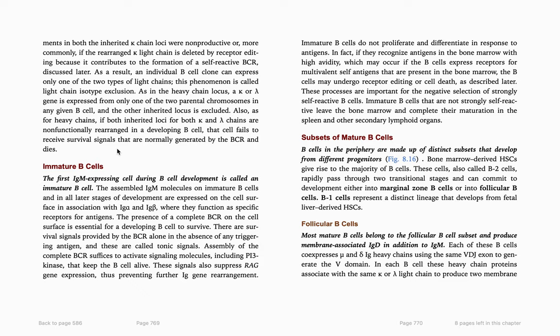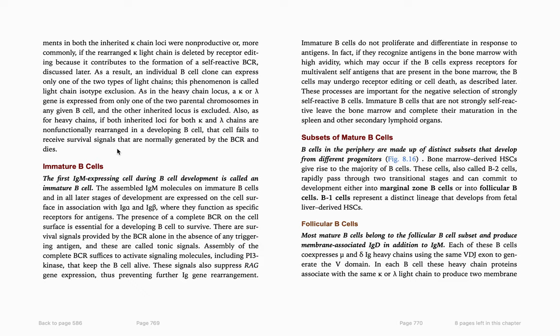Immature B cells. The first IgM-expressing cell during B cell development is called an immature B cell. The assembled IgM molecule on immature B cells, and in all later stages of development, is expressed on the cell surface in association with Ig alpha and beta, where it functions as a specific receptor for antigen. The presence of a complete B cell receptor on the cell surface is essential for the developing B cell to survive.